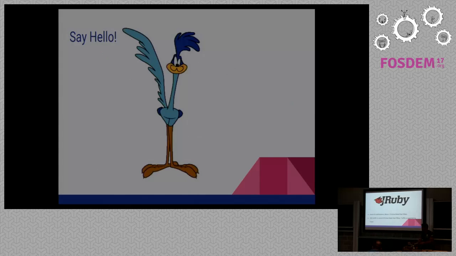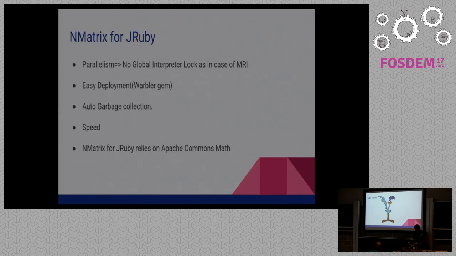So this bird, I like to call it the roadrunner because I'm just dealing with speed, and I want to make this roadrunner go beep beep. So NMatrix for JRuby. Why I will build NMatrix for JRuby is because it has no global interpreter lock as in the case of MRI. So it's a very good team player. When you have a large processor with multi cores, you can utilize them.